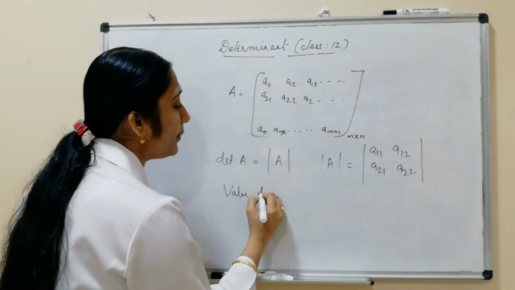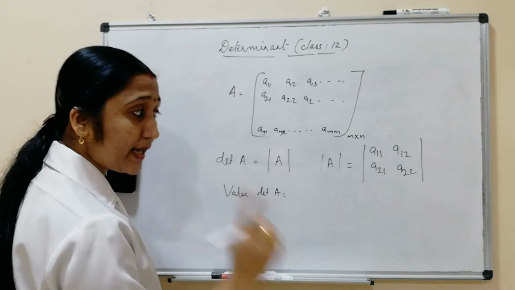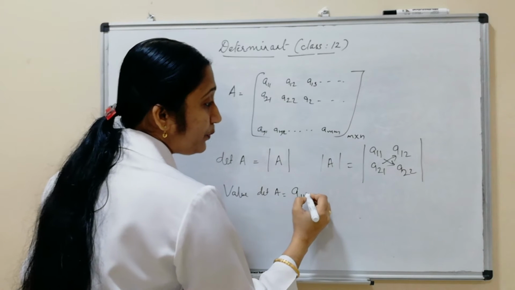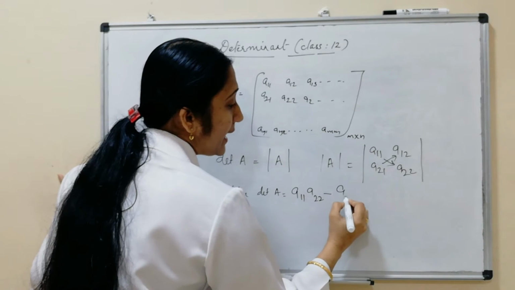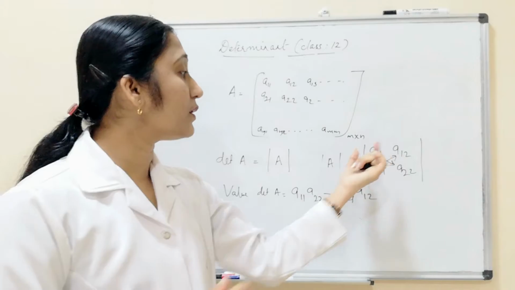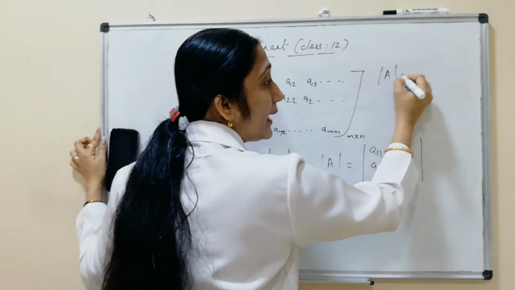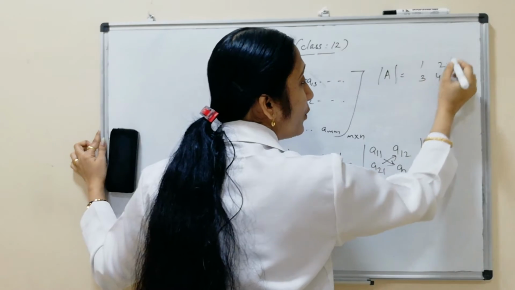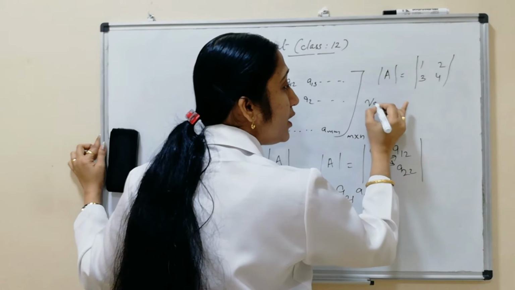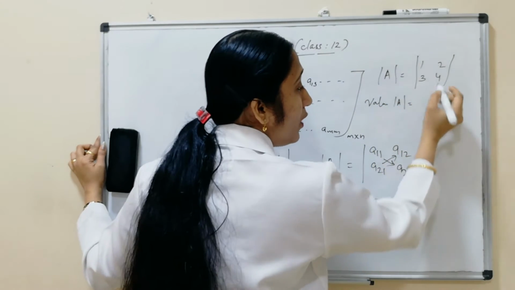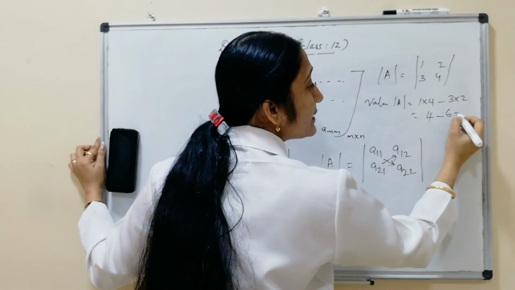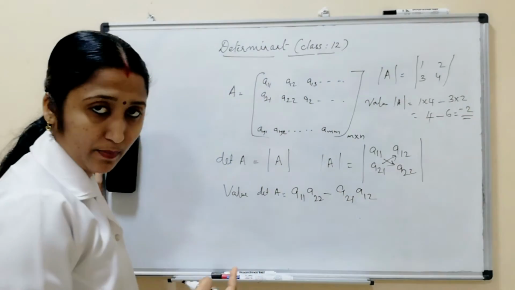Then what is the value? The value of determinant A, which is very simple, you have to cross multiply and subtract. That means A11 A22 minus A21 A12. This is the value. If determinant A equals 1, 2, 3, 4, how to find the value is very easy. The value of determinant A equals 1 into 4 minus 3 into 2, which is 4 minus 6, equal to minus 2. That is the value of this determinant.